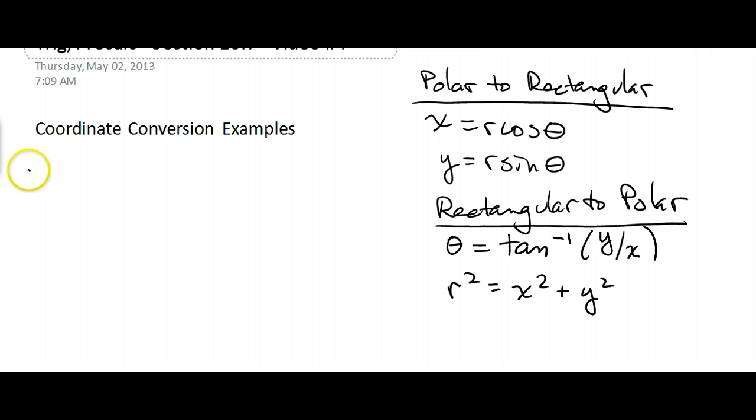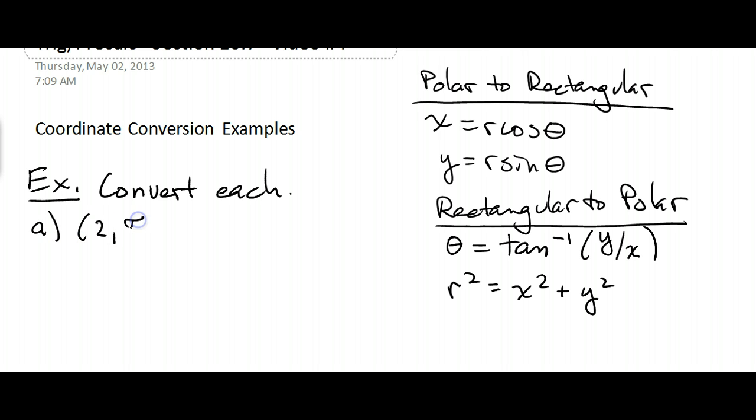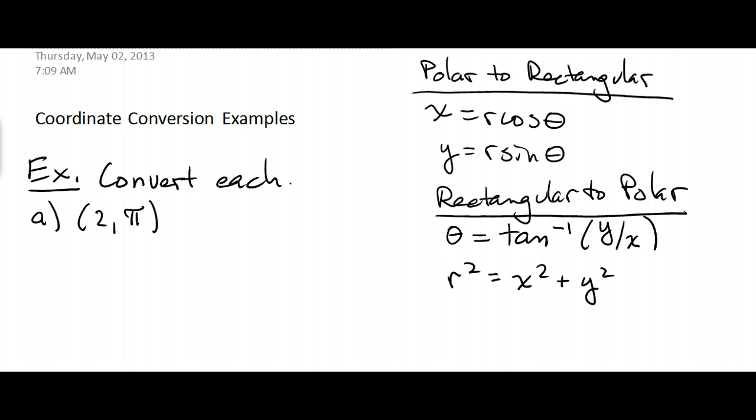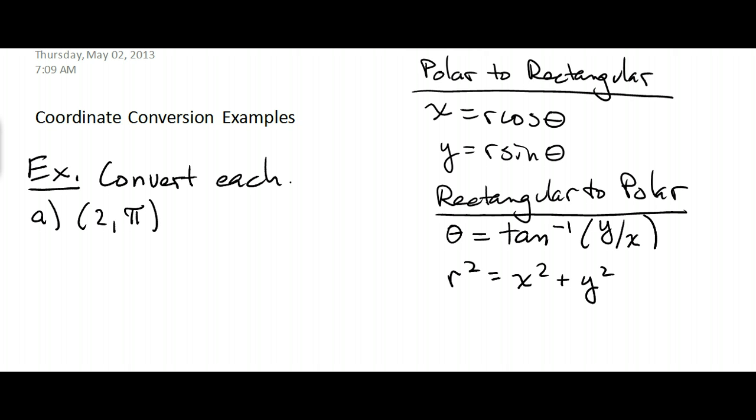Alright, so for our example here, the directions are simply to convert each. So you got to figure out what you're starting with, and then you can convert appropriately. So for example part A, I'm going to start with 2, pi. Since we have pi in here, this is a polar coordinate and we want to convert it to rectangular. So we're going to use these formulas up here.